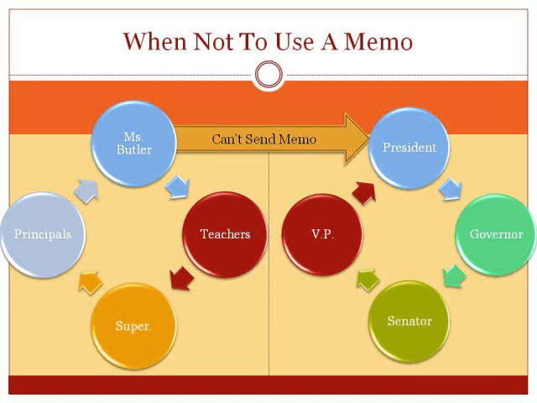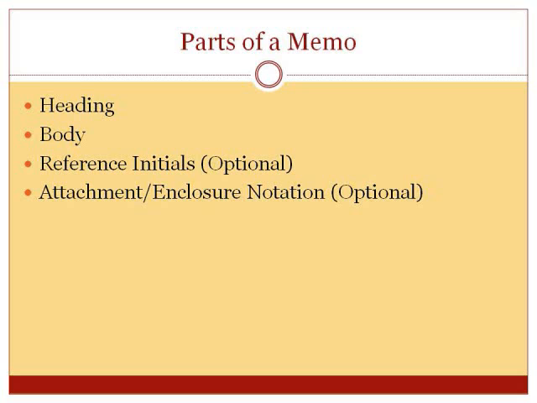The reason is because they do not work in the same organization that I work in. If I was to send information to the President, I would send it in a formal letter. Now that you know what a memo is and how to use it, let's talk about how a memo is made. The parts of a memo will always consist of a heading and a body. Reference initials and attachment or enclosure notations are optional. We will talk about those in detail a little later.